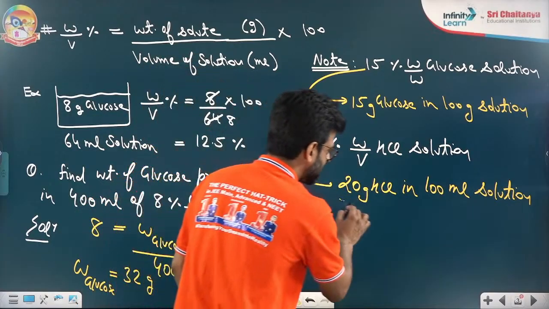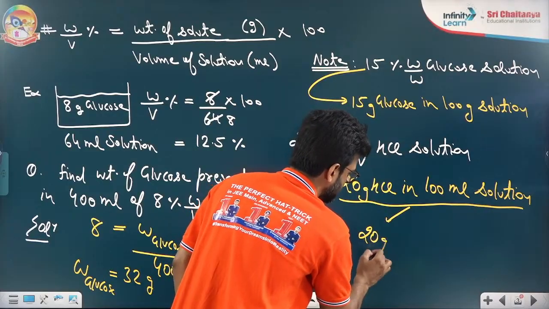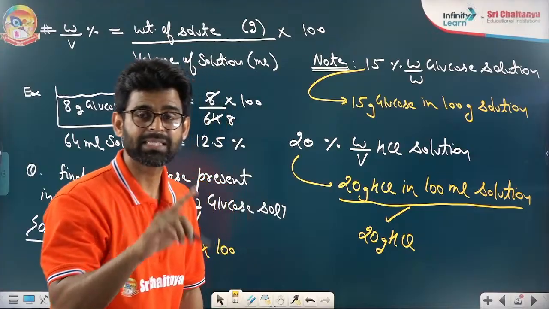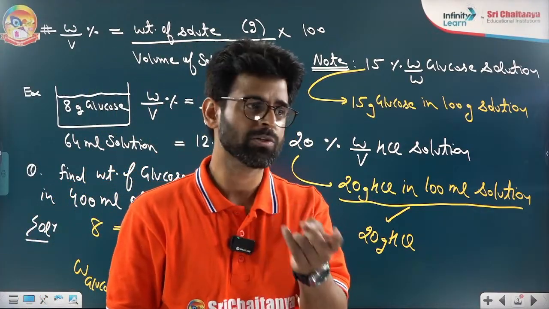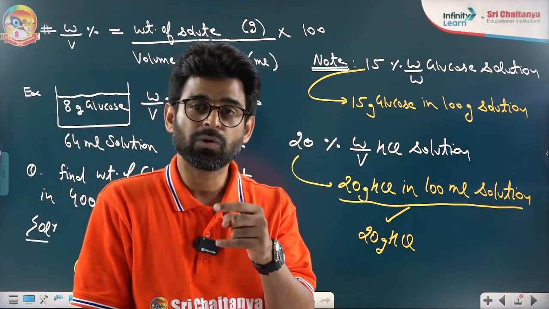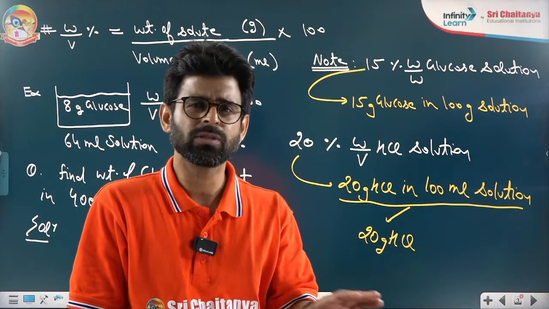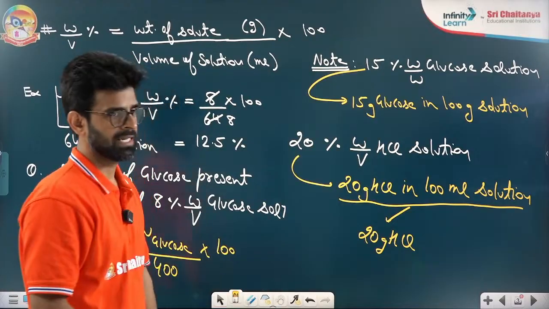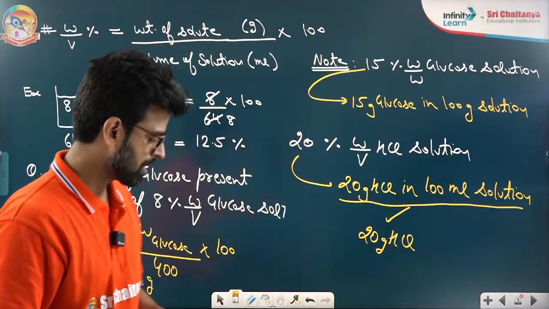From here, what I learned is, if I have 20 gram HCl, then 100 ml is the solution. If you want to find the weight of solvent, then I need density. I will use it, don't worry about it. Okay, Chetan, got the point? Fine. I will use it, don't worry. Now the next term.